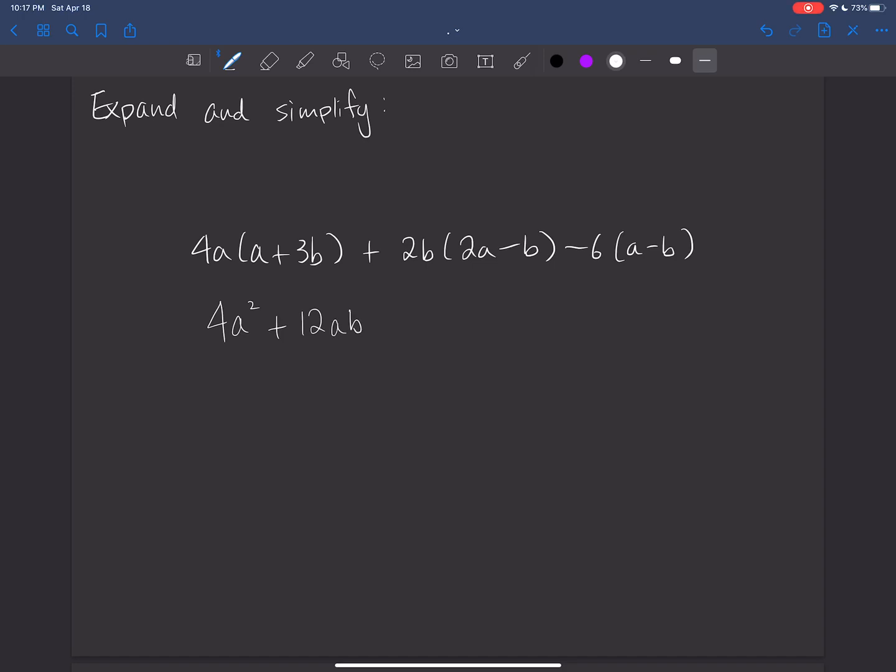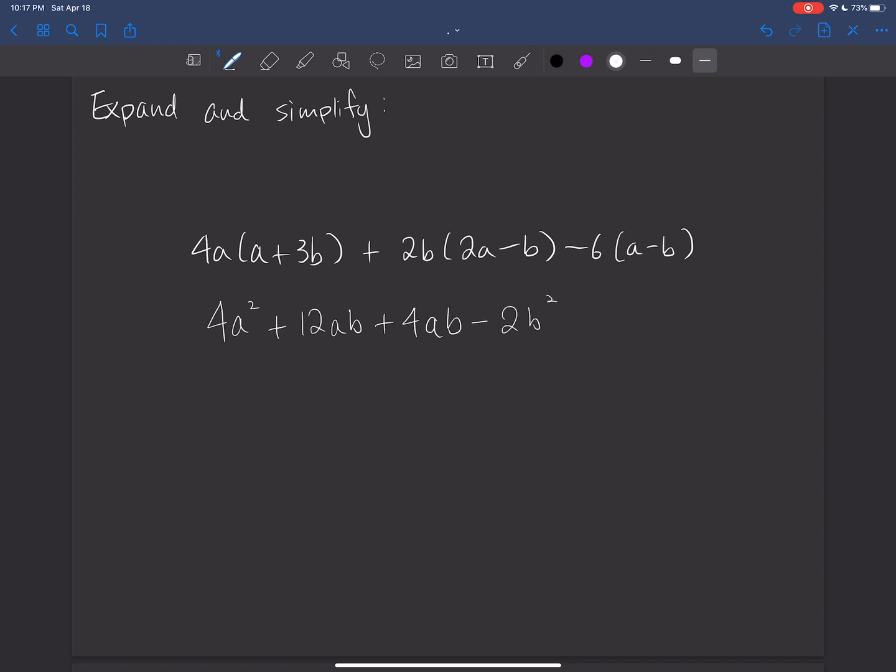Then I want to multiply the 2b to both terms in this set of brackets. So 2b times 2a would be 2 times 2, so 4. b times a would be ab. And 2b times negative b, so that would be negative, so minus 2b squared.